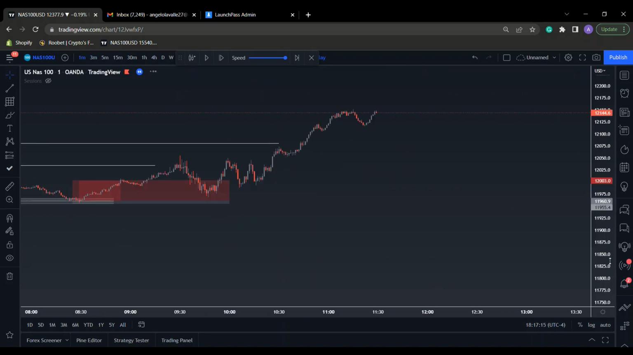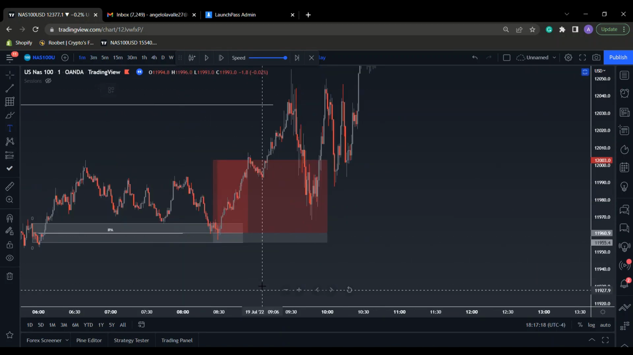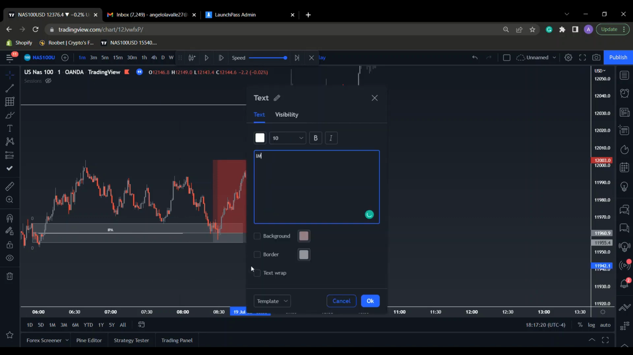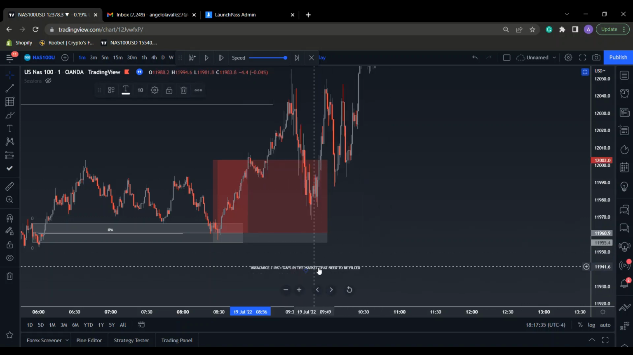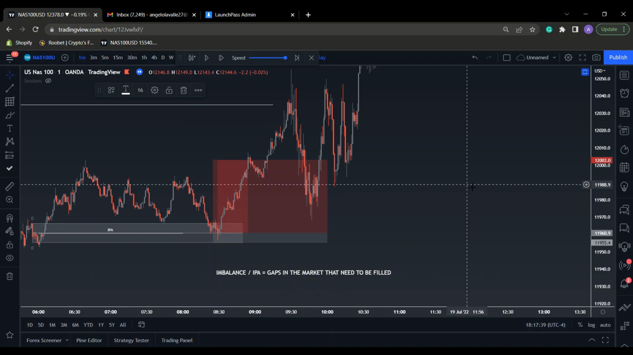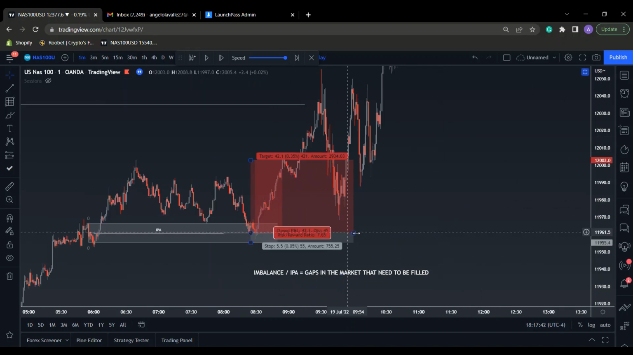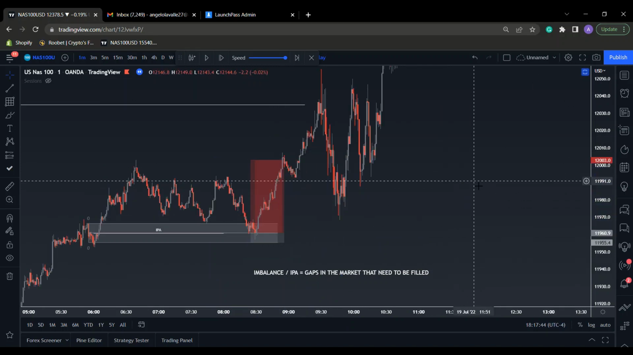This was a quick video. Imbalance once again, or IPA. Imbalance or IPA, gaps in the market that need to be filled. Use this to your own advantage. Use this for take profits. Use this for more confluence in your trade. Use this to see where you want price to go.